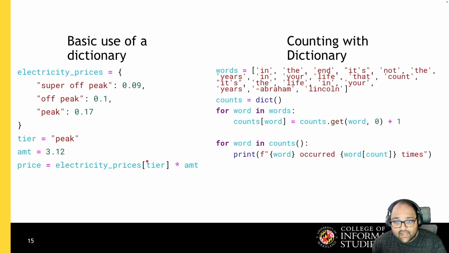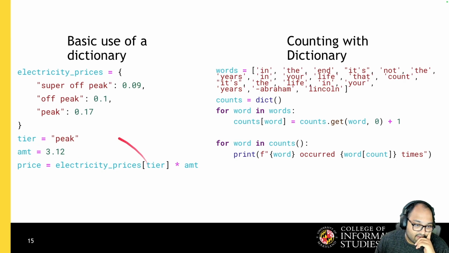Now, at the same time, you might have something like this, right? Electricity prices at tier at peak would go to 0.17 times amount 3.12, right? So you basically say electricity prices at tier, right? Go to here, tier is peak. So it'd go here, and then this is the value it would get, 0.17 times amount, right?